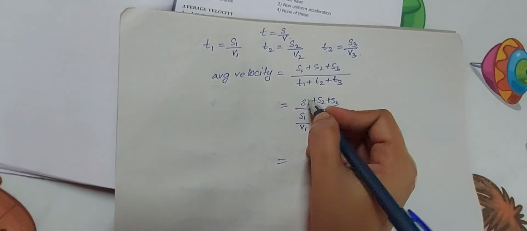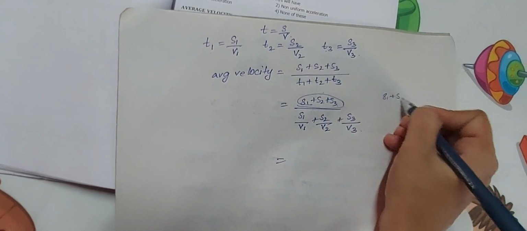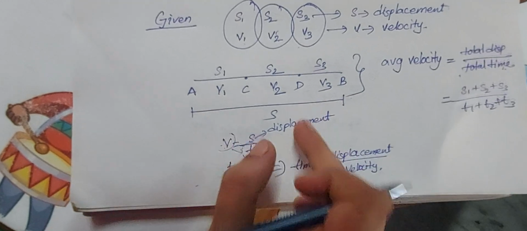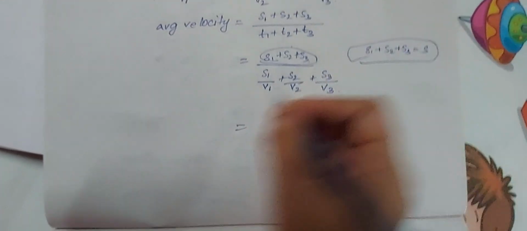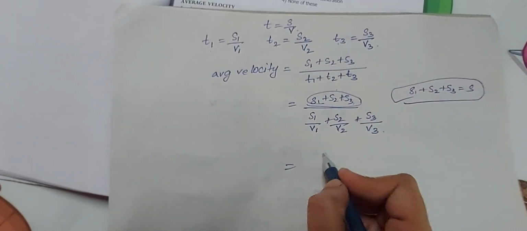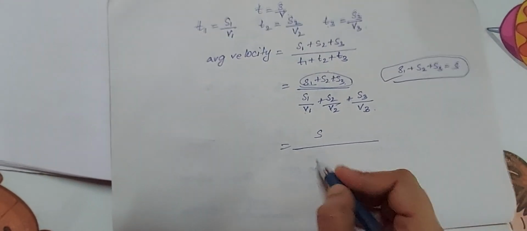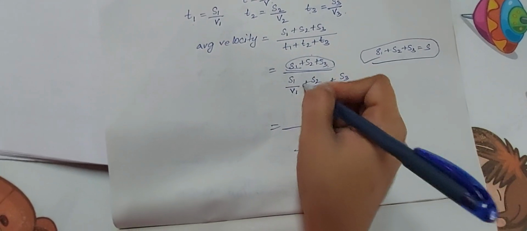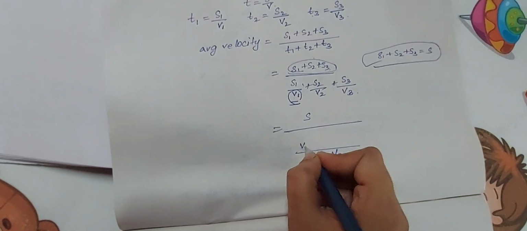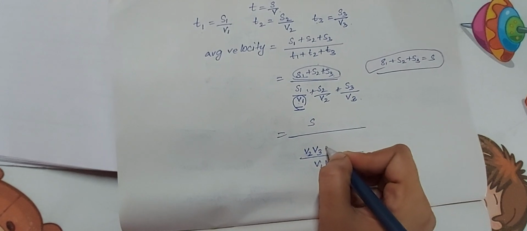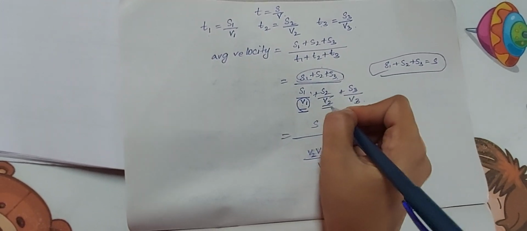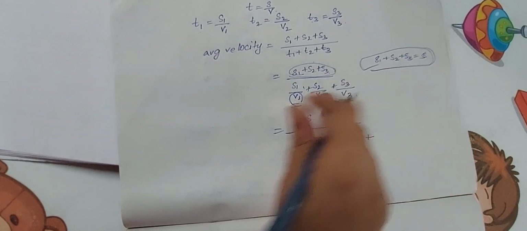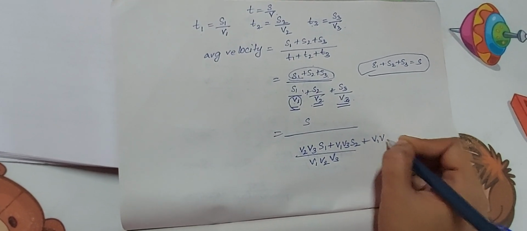Now take the LCM of the denominators. Instead of S1 plus S2 plus S3, I can consider S, as we found earlier that it is the total displacement. And if I take the LCM of the denominator, I can write V1, V2, V3, simply multiplying each denominator together. In the first term we had only V1, so write the remaining V2 and V3 with S1. Next, V1 and V3 are missing, so write V1, V3 with S2. In the last, only V3 is there, so multiply V1, V2 with S3.